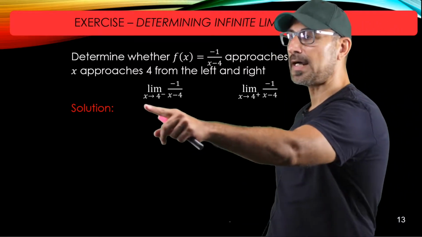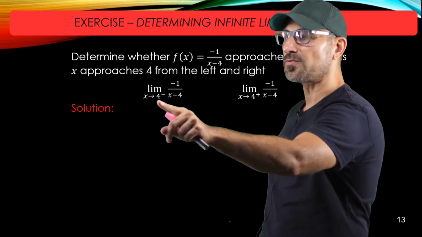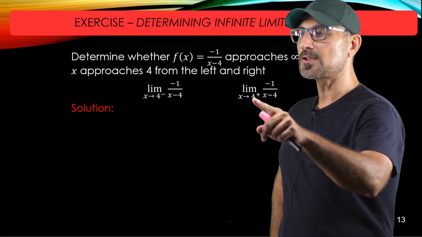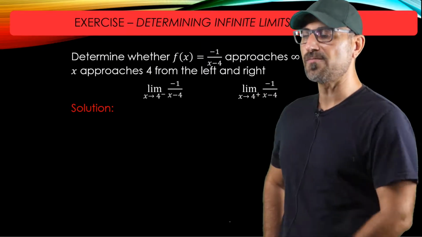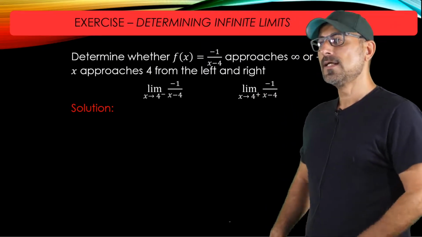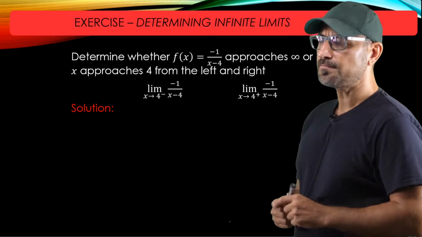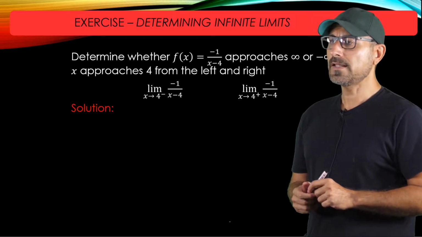4 superscript minus means you're approaching 4 from the left. And 4 superscript plus sign means that you're approaching 4 from the right. And the function is a rational function. And let's see what's going on here.